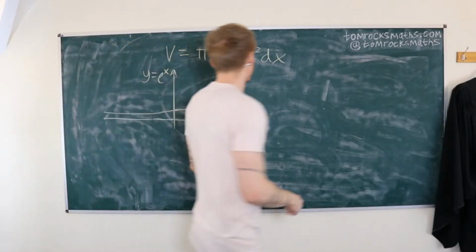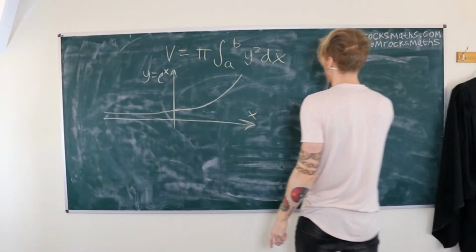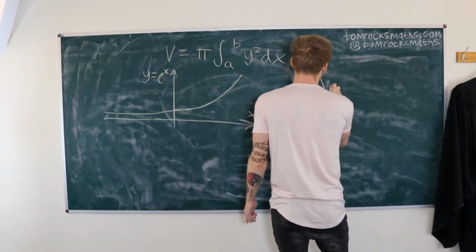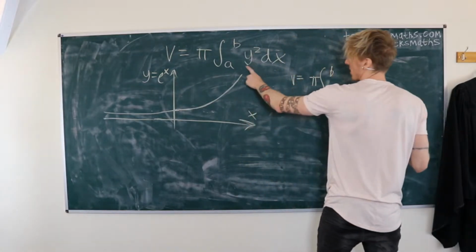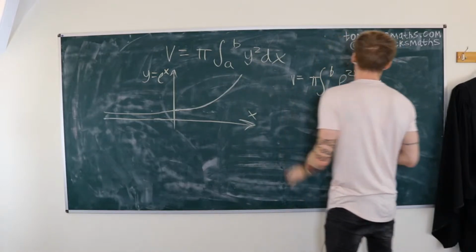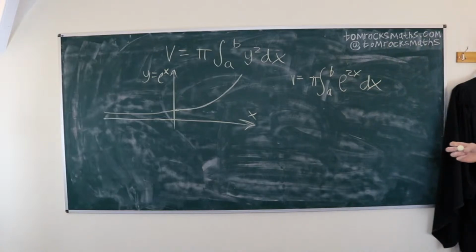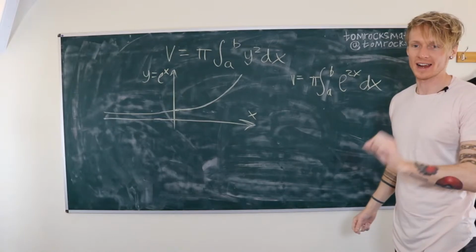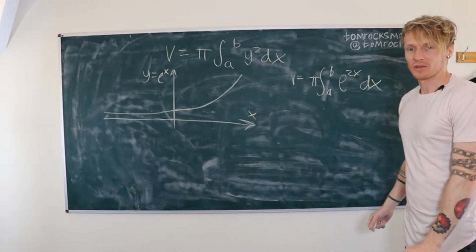So if we plug in these numbers, we expect the volume to be pi, integral from a to b, y squared, so that's just e to the 2x dx. Now this is not going to just give us e to the x, so it's definitely not quite what you thought earlier, Sam.